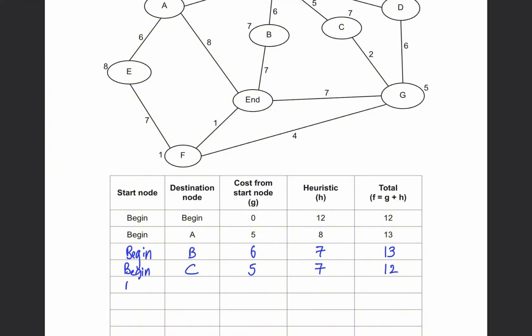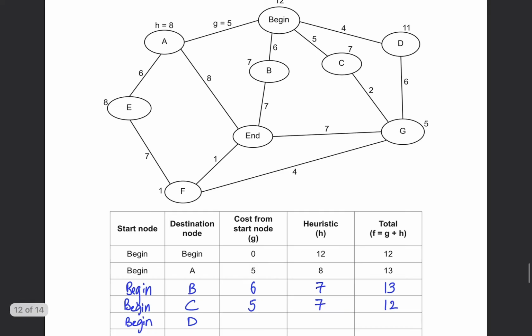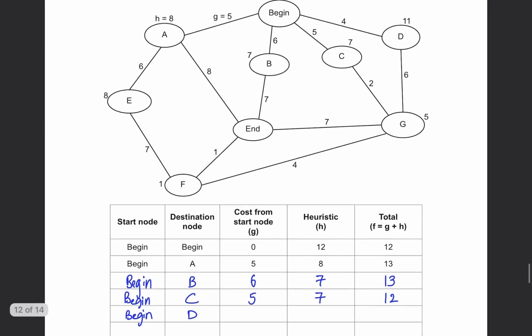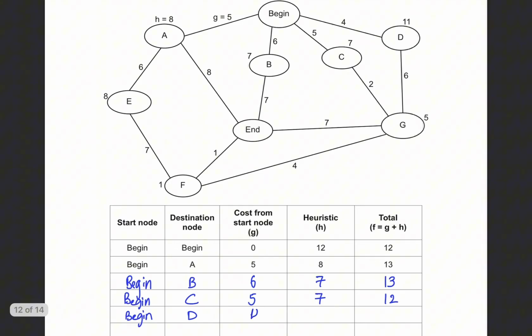Again, we will begin, and this time we'll begin with D, because we're talking about this part. Your cost from here is 4, which is your G. Your H is the heuristic value, which is on top of the box. That's 11. 4 plus 11 is how much? 15.